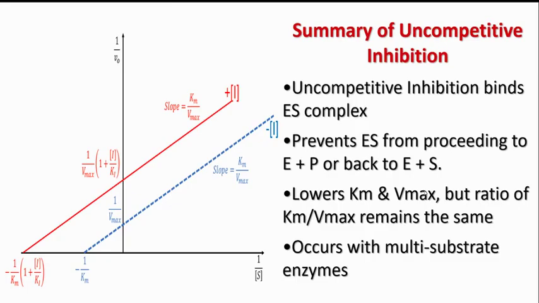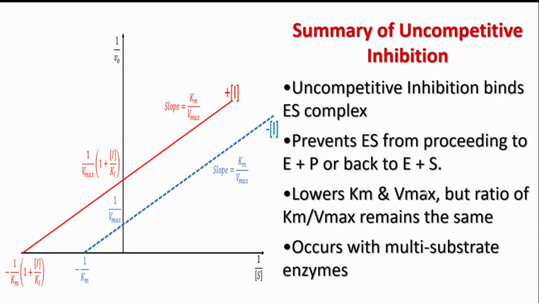Now let's look at the summary. When you make a plot of 1 over V0 against 1 over S, you will begin to see the normal blue line representing the uncatalyzed reaction, and the one in red is for the catalyzed reaction. One thing you should know is that these graphs form two parallel lines, showing that uncompetitive inhibition affects the Km and it affects the Vmax. It affects these two by a common factor, which is 1 plus I over Ki.